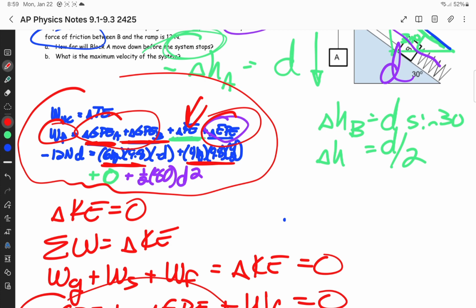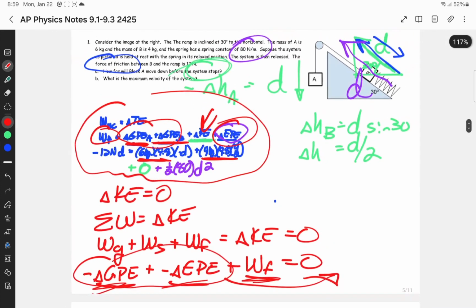All right, let's find the maximum velocity of the system now. How am I doing on time? Holy moly. All right, maximum velocity of the system.